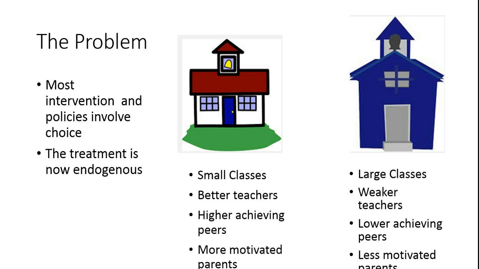So endogeneity is a problem. If I'm a policymaker and I want to know whether it's worth investing in small class sizes, I want to be able to isolate the actual treatment effect of class size separate from all of these other confounding variables.